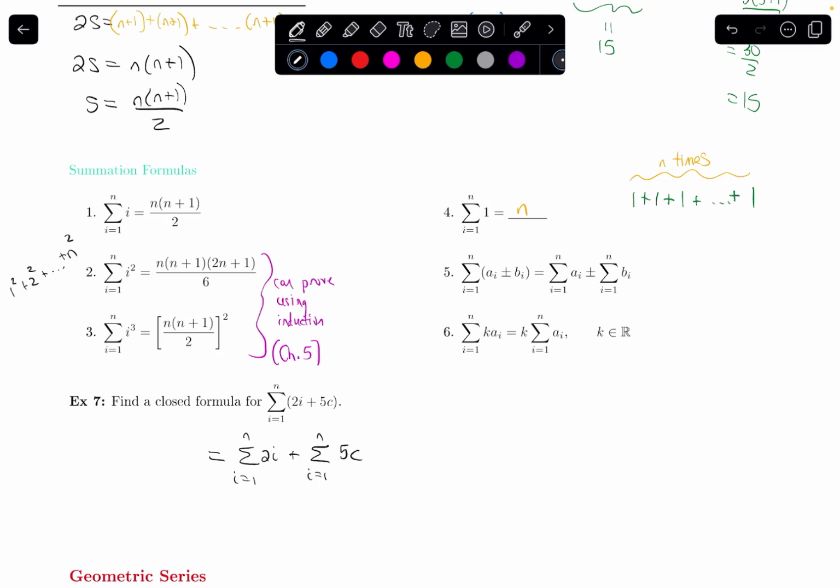Let me also just mention that here, well, i is this variable that I'm plugging in for. So the c is some constant. It's some real number.